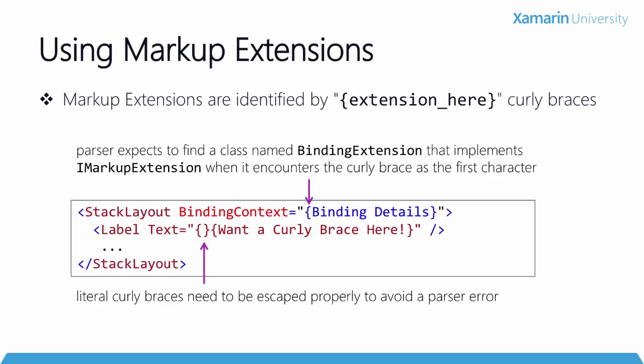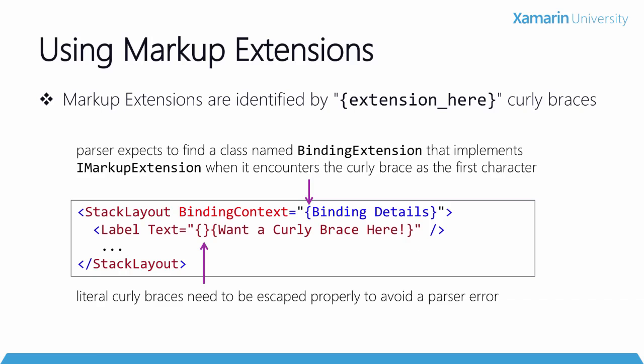This means that if you'd like to actually use an open curly brace as the first character of a string in XAML, you need to escape the value. This is done by putting an open-close curly set in front of the string. This will be removed by the parser, and the final string here would be open curly, want a curly brace here, close curly.